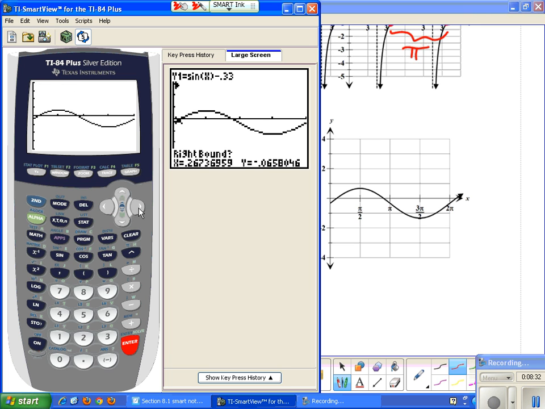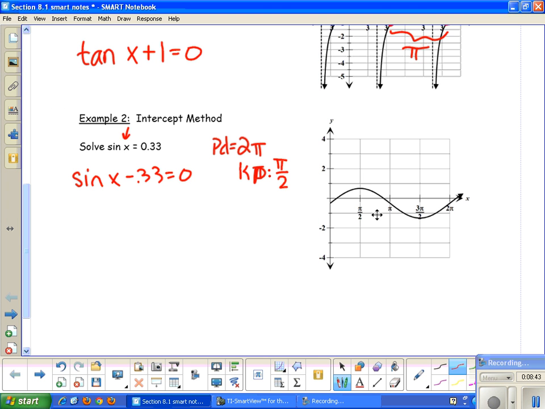So left bound, enter, right bound, enter, and remember those two arrows here should be pointing towards each other, and then enter for guess, and I get x equals 0.3363. So over here, then I know my solutions are going to be, so this one right here was an x value equal to 0.3363, and the other solution here was an x value equal to 2.8053. But remember, our graph continues, so my graph is going to keep going.